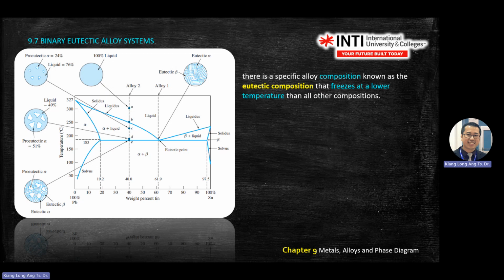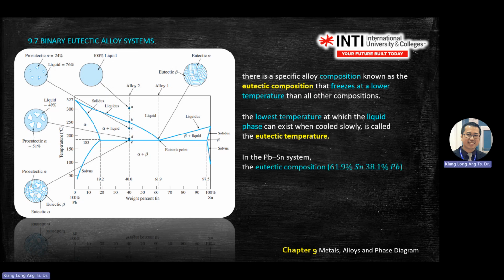There is a specific alloy composition known as eutectic composition that freezes at a lower temperature than other compositions. So the lowest temperature at which the liquid phase can exist when cooled slowly is called the eutectic temperature.